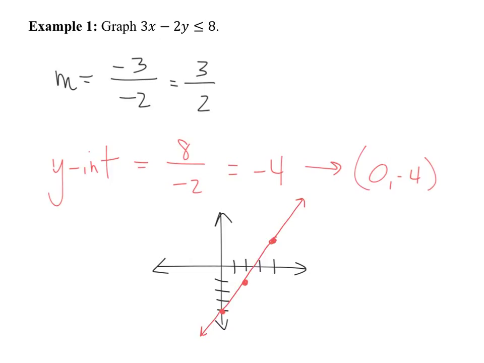Alright, so there's my graph. And at this point in time, you should be pretty familiar with graphing just linear functions. What's the difference though now? We have this less than or equal to sign at the top. It's not an equal to sign anymore. It nowhere says, 3x minus 2y equals 8.